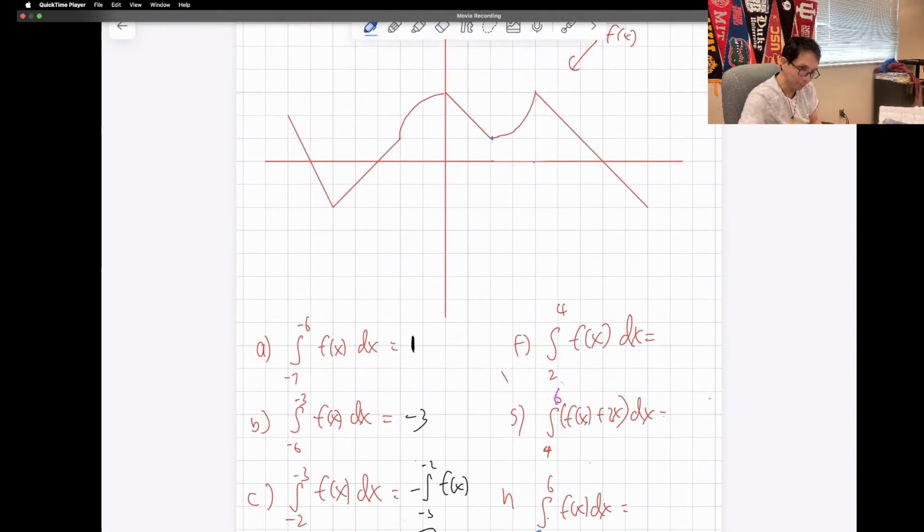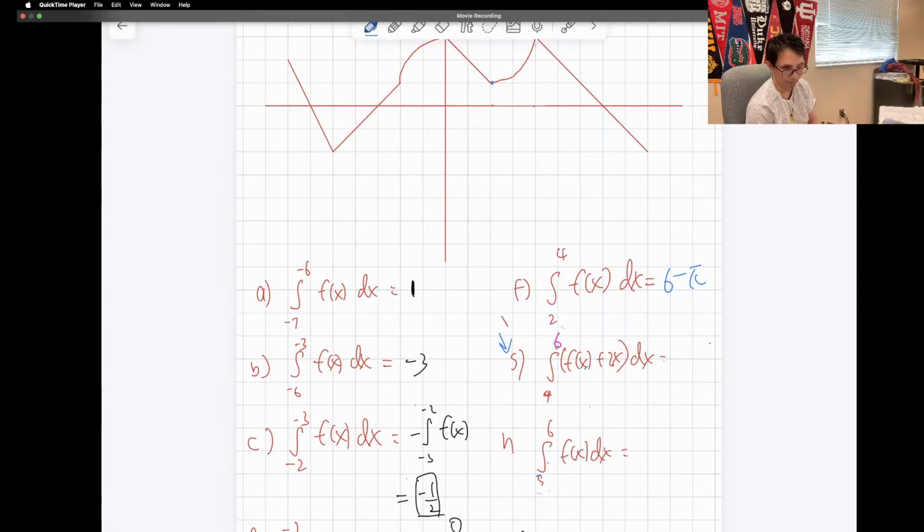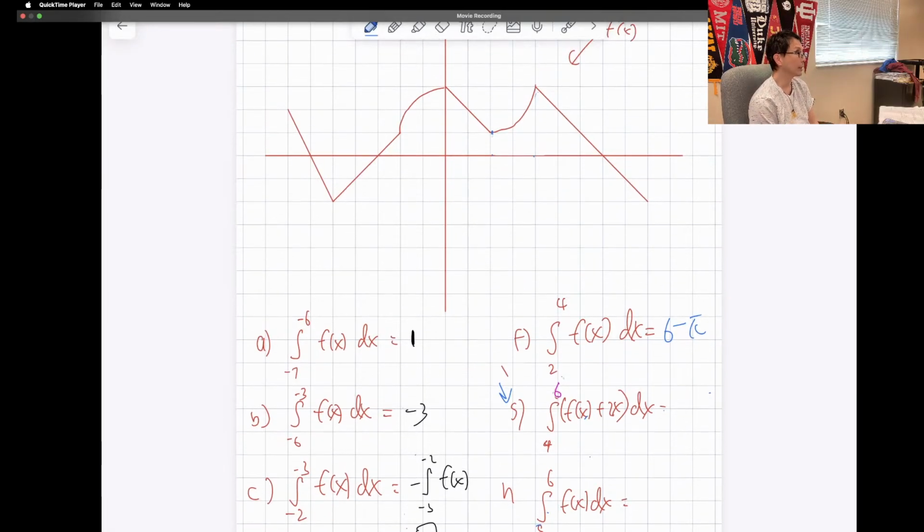Okay, so between 2 to the 4, 6 minus pi. The reason why it's 6 minus pi is because it's impossible to find this area here. There's only one way to do this: carve out the quarter circle. Okay, carve out the quarter circle. Now, this one's kind of hard, from 4 to 6. Everybody should think on their own.